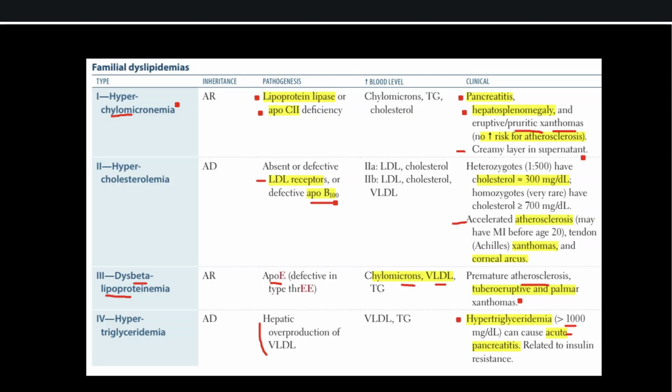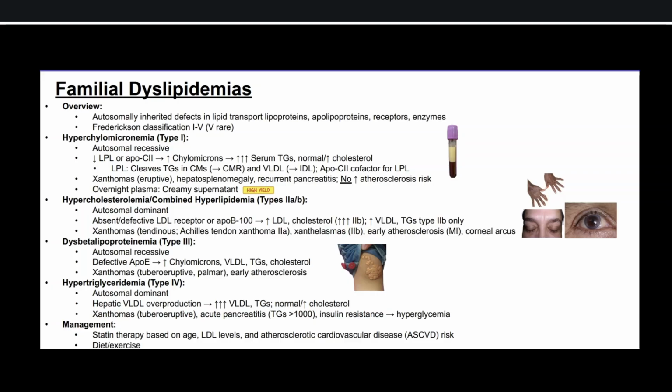Now hepatosplenomegaly can also be there, and you will see maybe xanthomas being present in the skin. Because you don't have that much effect of cholesterol, you may not see high risk of atherosclerosis, but triglycerides being high is a problem on its own. Now, a lab feature you may see is a creamy layer in the supernatant. When you spin the blood, you may see a lot of that whitish creamy layer, because there's so much triglycerides in there.